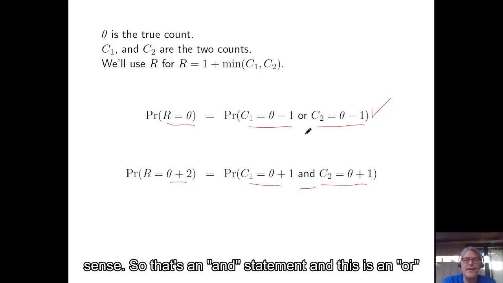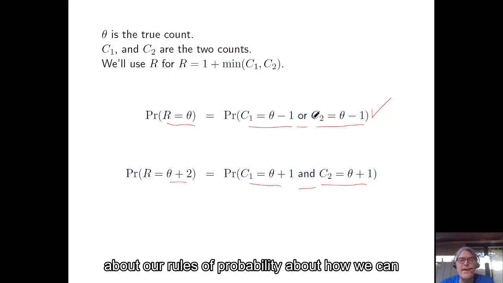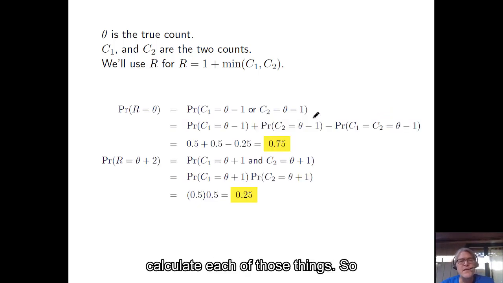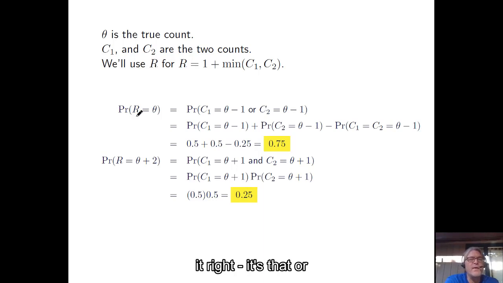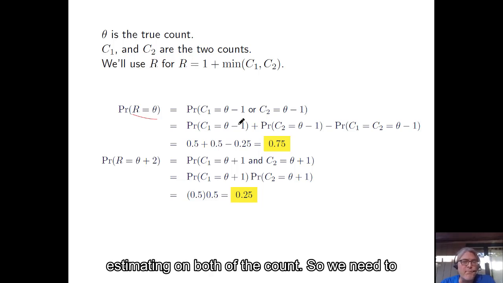So that's an and statement, and this is an or statement. So we can think about our rules of probability about how we calculate each of those things. So the probability that we get it right, it's that or statement. So these are not mutually exclusive, right? We could be underestimating on both of the counts.